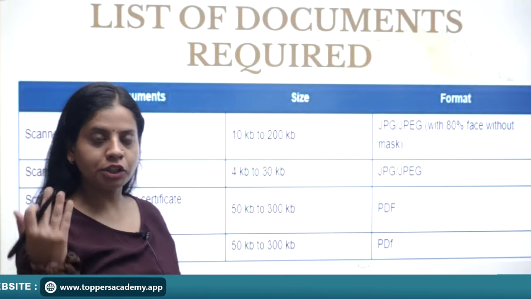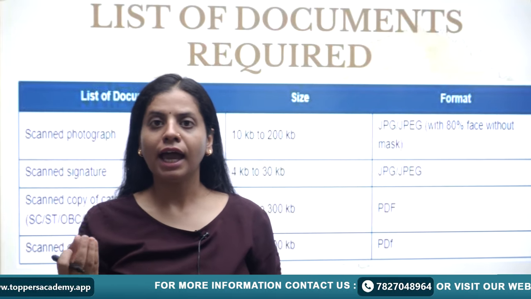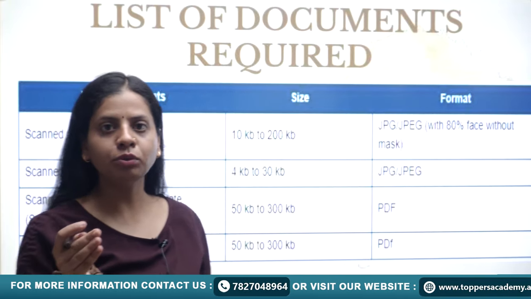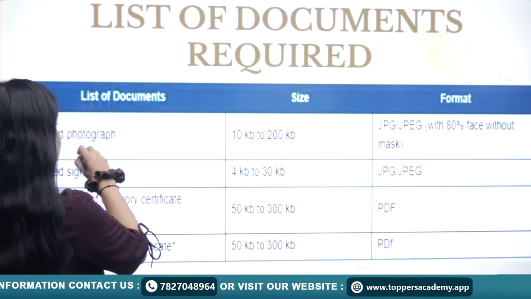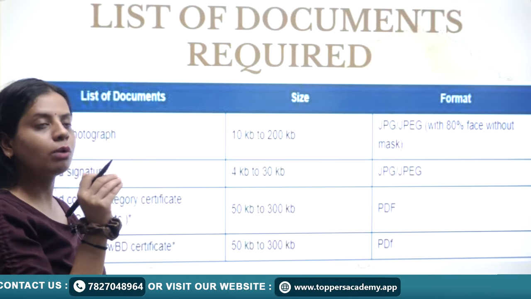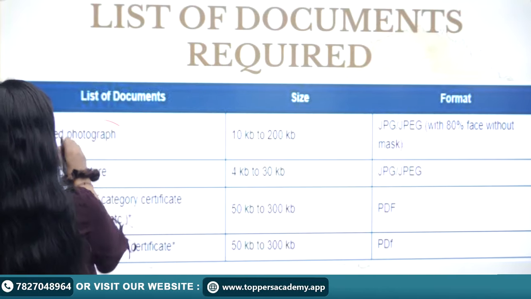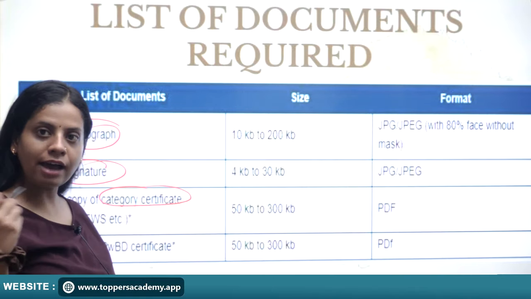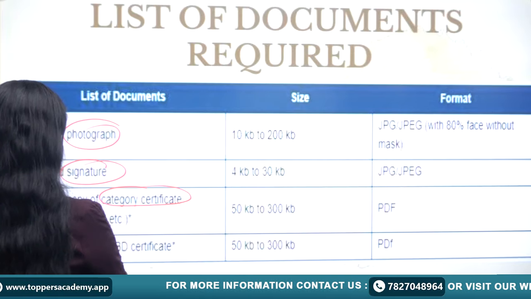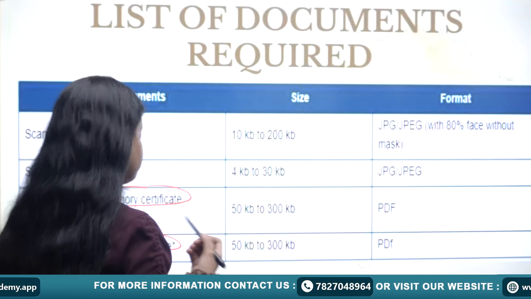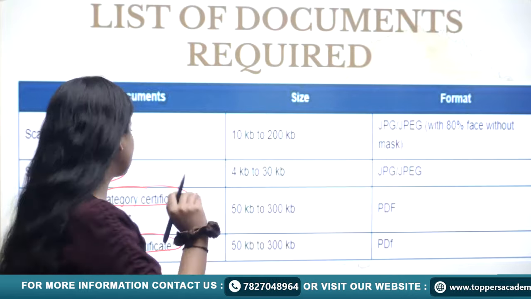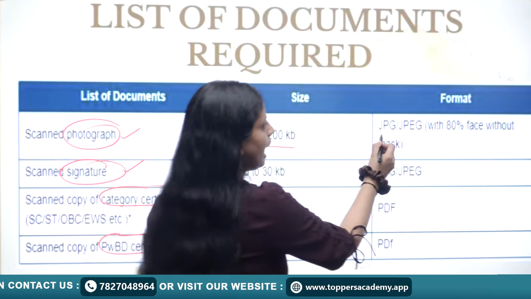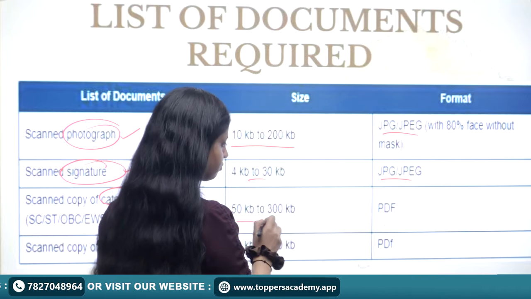What are the major documents that you require for it? And what will be the size that you need for it? The major documents that you require while applying for it will be your photograph, signature, and your category certificate if you have any, okay, and your scanned copy of PwD if you have. Majorly you require your photograph and signature. So these are the sizes and the format that you require for it.